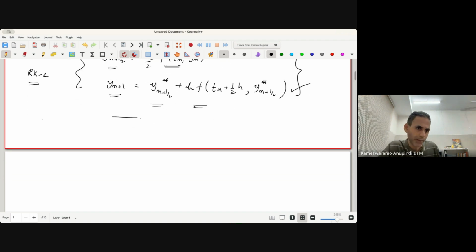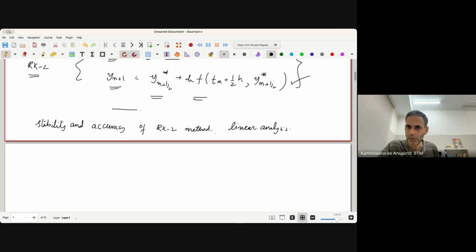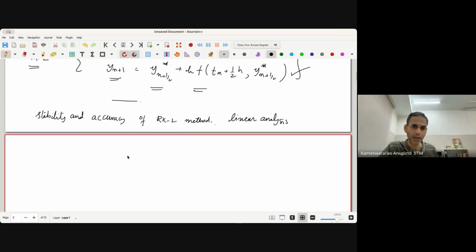Now let us look at the stability and accuracy of RK2 method by using the linear analysis that we have introduced before. Okay, so let us look at the linear analysis and then see what are the stability properties of the RK2 method and what is the accuracy, right? We have said this is second order accurate, and then we will also look at its behavior for purely imaginary values of the right hand side, okay, for purely imaginary lambda and so on.